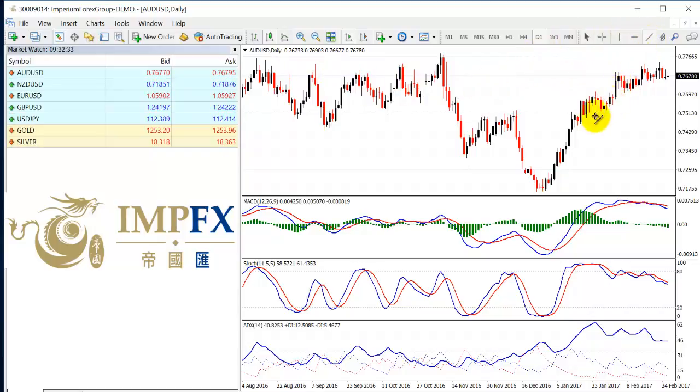Now, bearish divergence is when the market is rising and you get your first peak, then the second peak, and then the third peak. So you get rising highs as well as rising lows. But look at the indicator, the stochastic, it's actually declining.